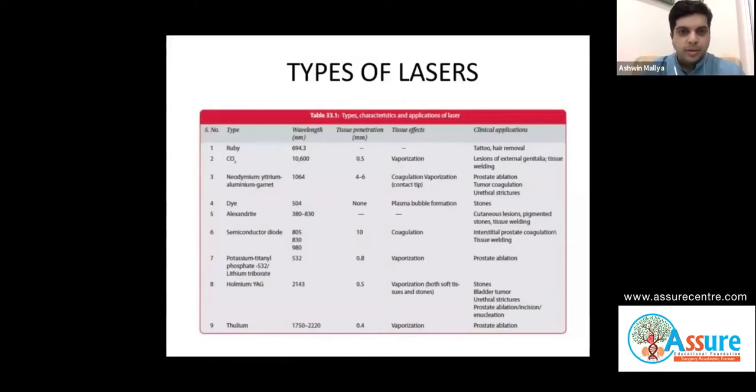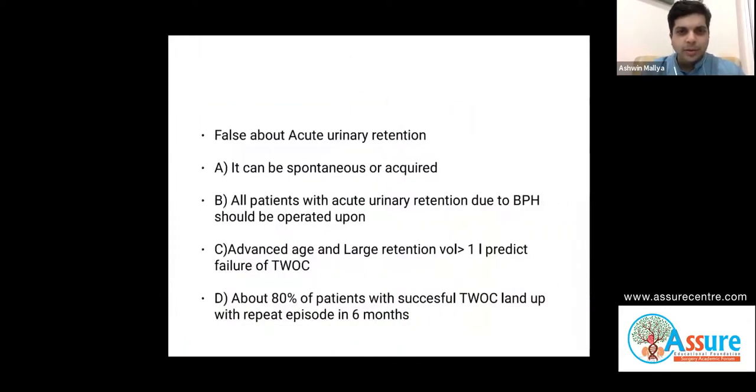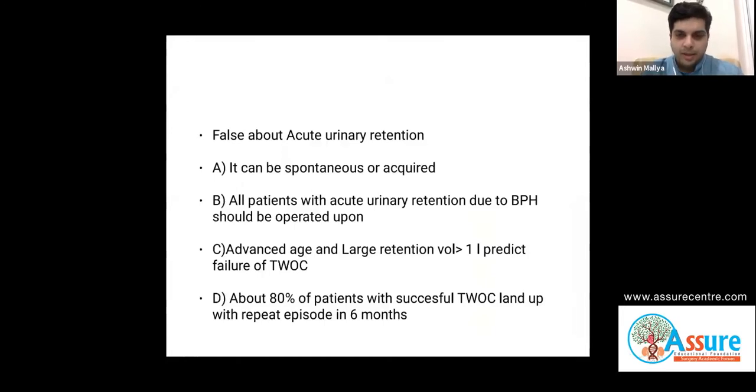Yeah. So can I move to the next slide if it's not a problem? Yeah. So I think Karthikeyan is trying to sort that slide out, the types of lasers, because I can see it as a very small slide. I don't know how the rest are seeing it. So I can read it out from my slide.